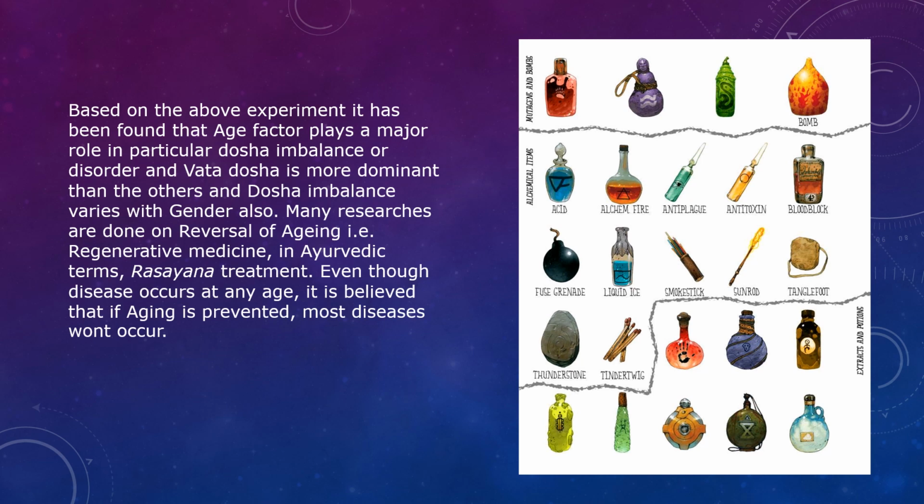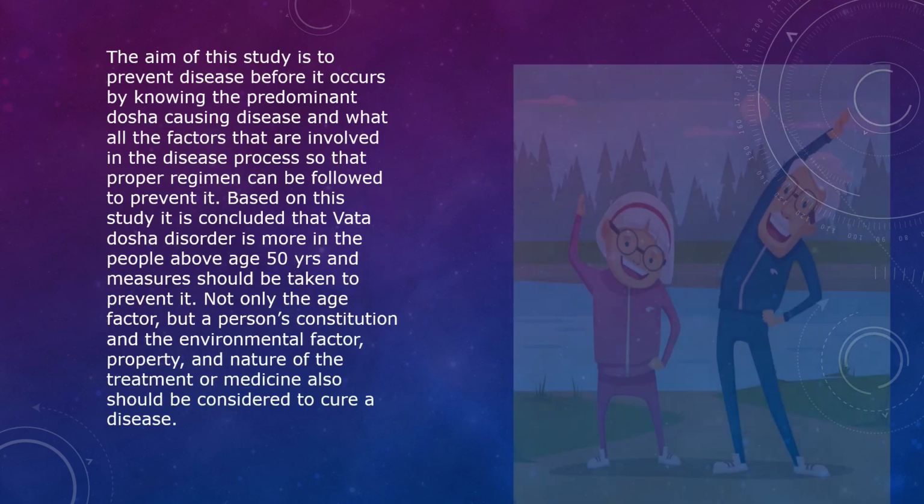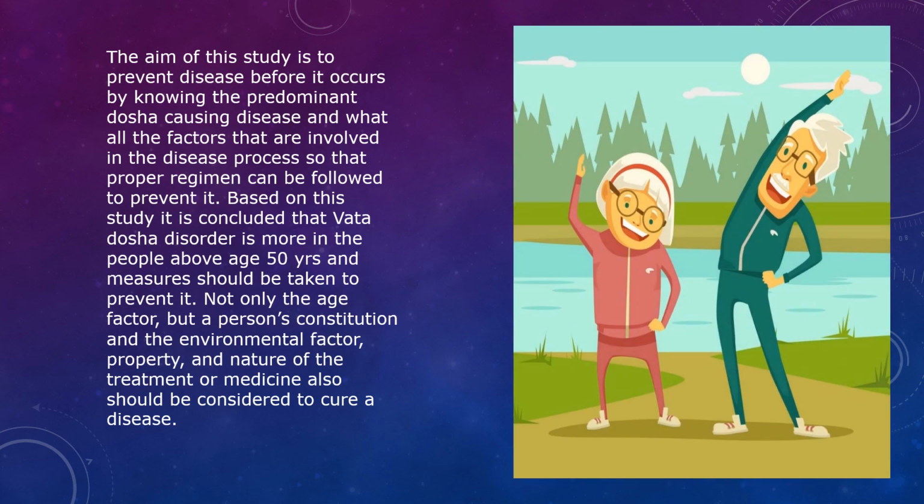Many researches are done on reversal of aging, i.e., regenerative medicine, called Rasayana treatment in Ayurvedic terms. Even though disease occurs at any age, it is believed that if aging is prevented, most diseases won't occur. The aim of this study is to prevent disease before it occurs by knowing the predominant dosha causing disease and all the factors that are involved in the disease process, so that a proper regimen can be followed to prevent it.